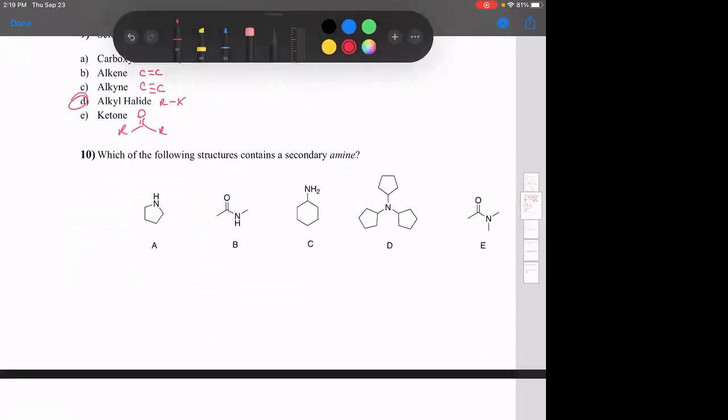Secondary amine. Amine is when you have an sp3 nitrogen bonded to a combination of carbon and hydrogen. If it's secondary, that means two groups are carbon and the final group is hydrogen. So B and E are not correct because they are amides. C is a primary amine, only one carbon group attached to the nitrogen. D is a tertiary amine, three carbon groups attached to the nitrogen. And then A has two carbon groups attached to the nitrogen.